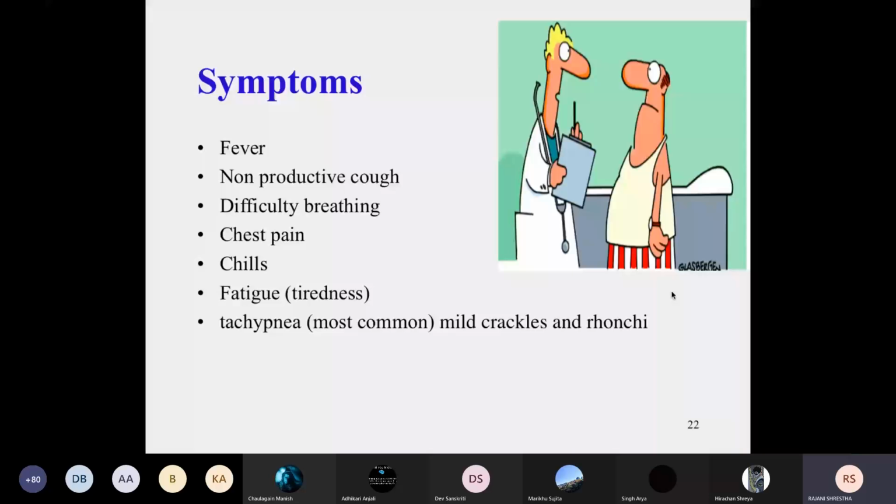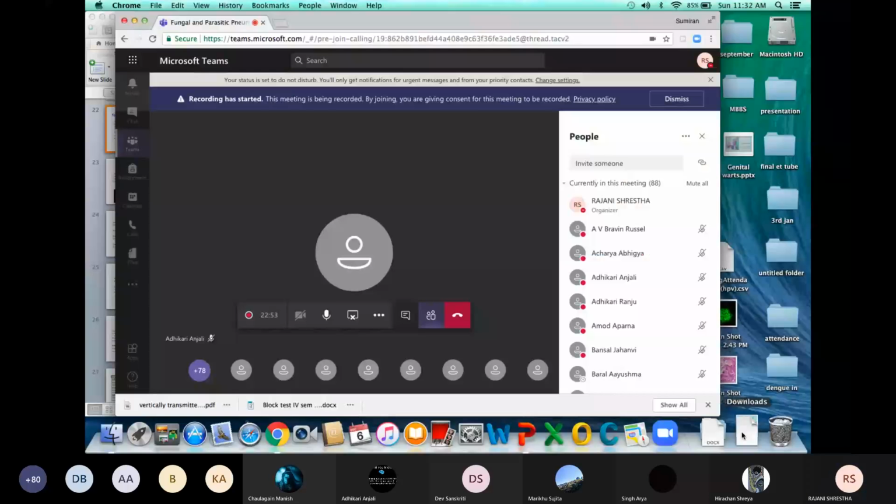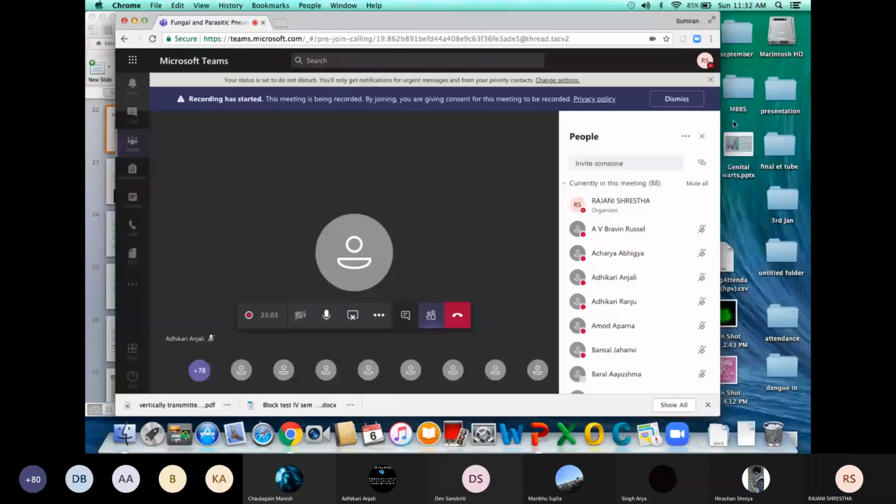So what is tachypnea? Tachypnea is increased breath rate. So what is the normal breath rate? 12 to 20 breaths per minute. And what is tachycardia? Increased heart rate.